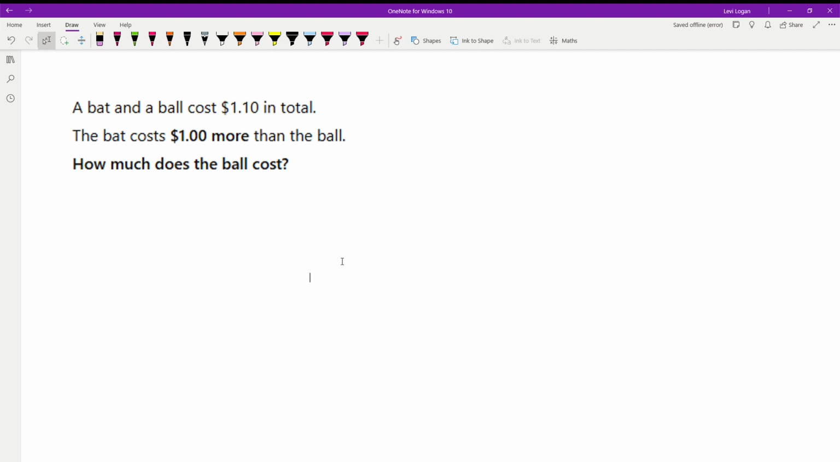So a bat and a ball cost $1.10 in total. The bat costs $1 more than the ball. How much does the ball cost?